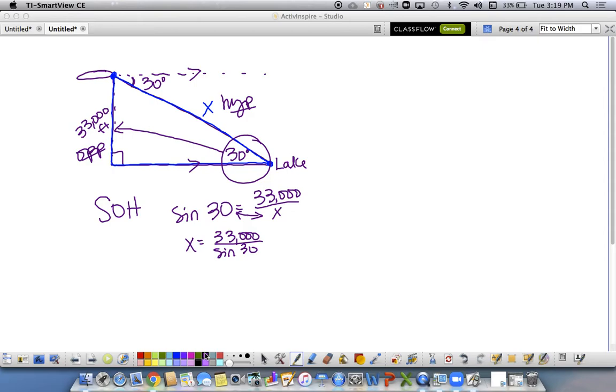Okay? You might notice that this is a special right triangle, so it's going to come out at exactly 66,000 feet. Because it's a 30-60-90 triangle. The short side is 33,000. The hypotenuse must be 66,000. This has to be double. Okay? All right.